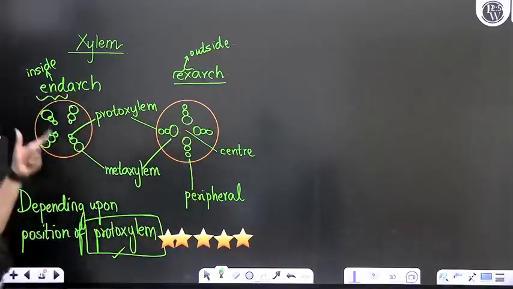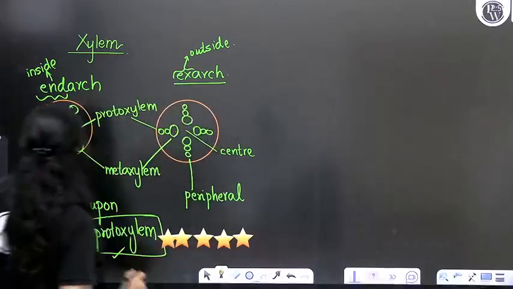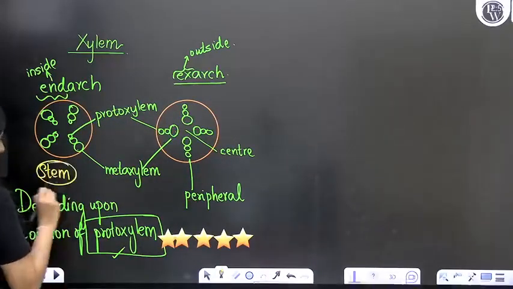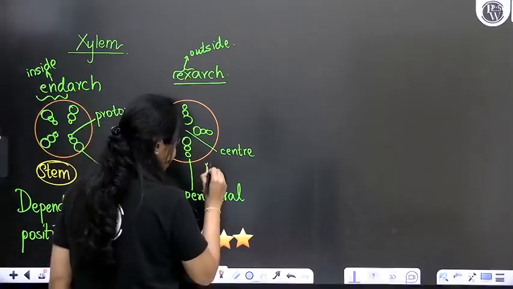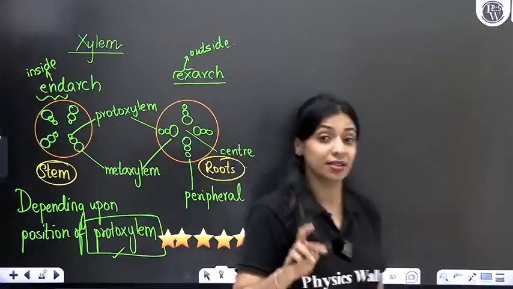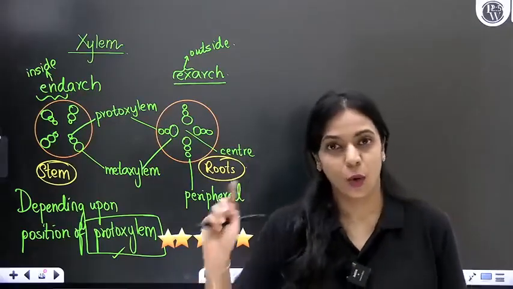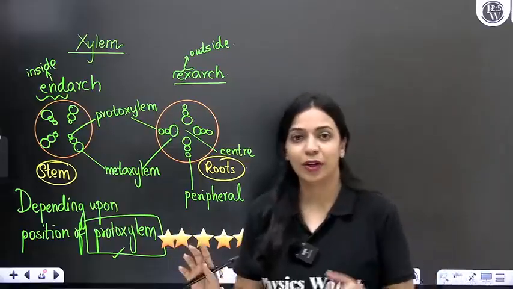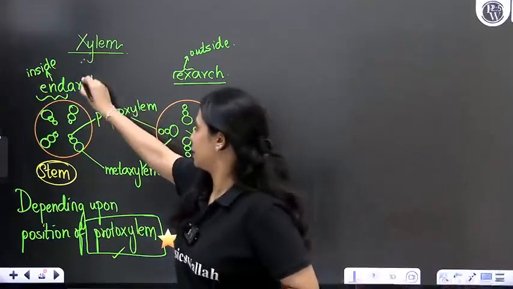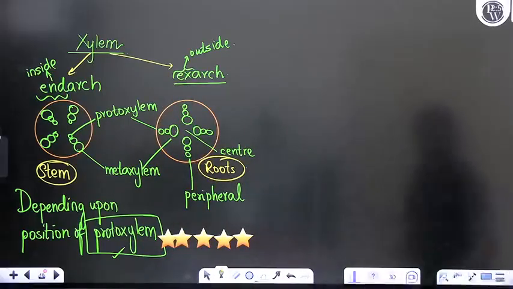So this endarch kind of xylem we generally find in stem. Exarch you find in roots. Okay? Endarch and exarch is only specific to xylem. Open and closed, radial, that is with respect to both xylem and phloem. Endarch, exarch is only about xylem. Alright? That's about your vascular bundles.